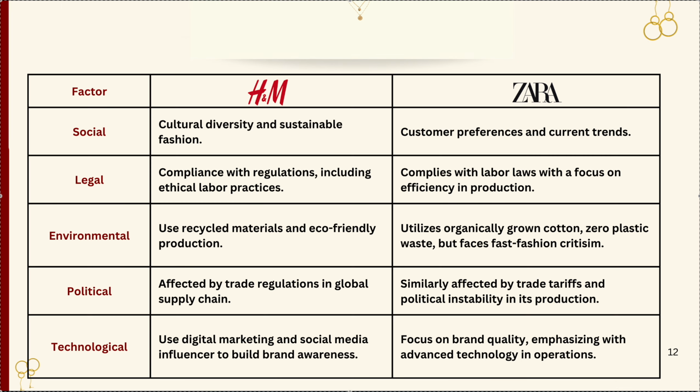So let's compare ZARA and H&M on SLEPT analytics. Socially, H&M focuses on cultural diversity and sustainable practices because it looks to long-term success. On the other side, ZARA focuses more on current fashion trends to meet customer satisfaction.